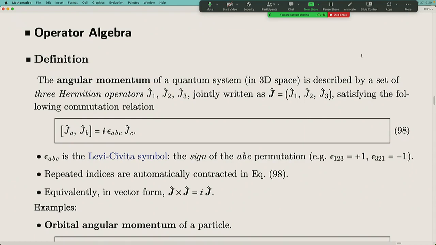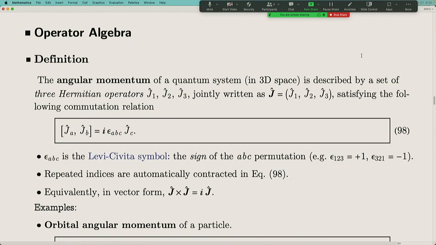The three components of an angular momentum vector are called J1, J2, and J3. And in quantum mechanics, every physical quantity is promoted into a Hermitian operator. So angular momentum actually is a vector of operators. It's a three-component vector. Each component is an operator, called the J1 operator, J2 operator, J3 operator, corresponding to the x, y, and z components of the angular momentum in three-dimensional space. And these three operators have a commutation relation that looks like that.